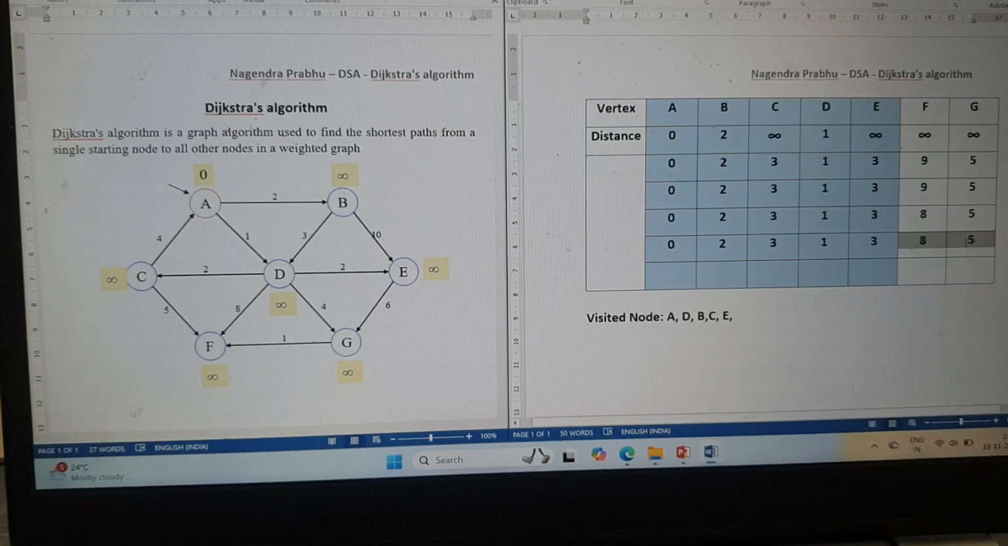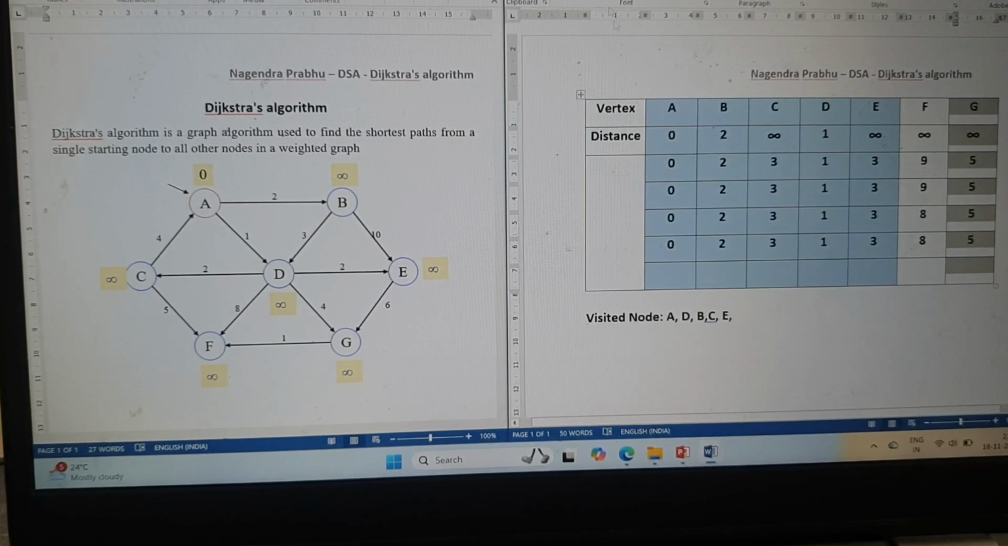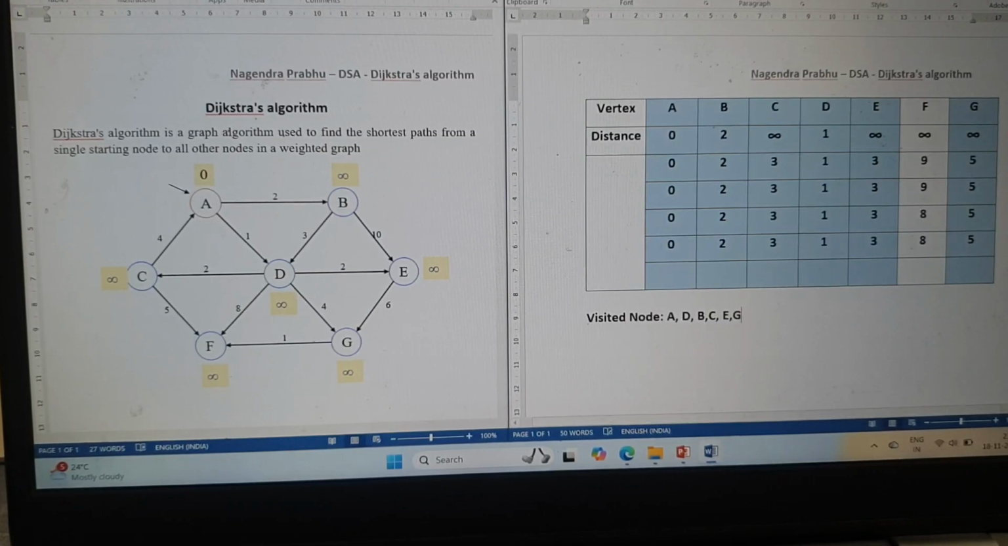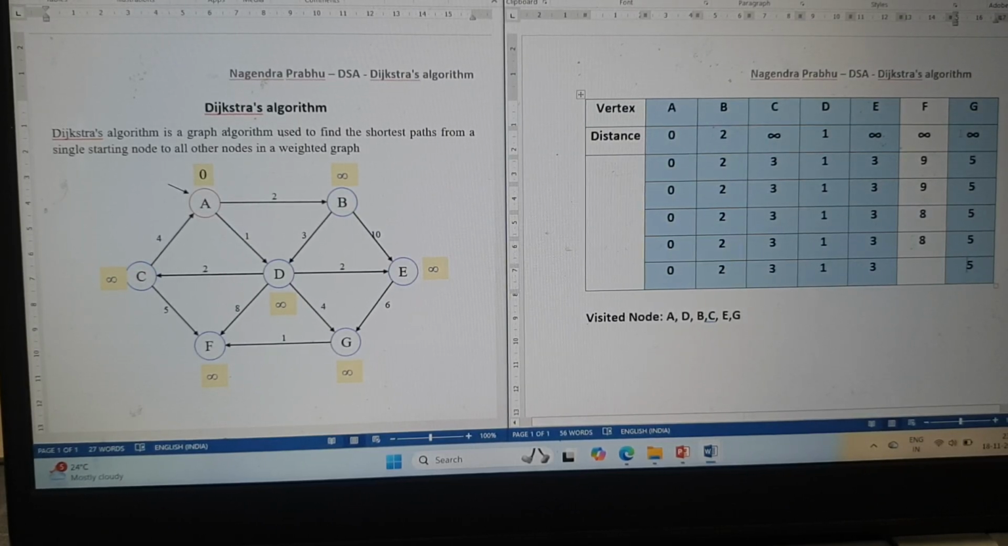So next one: among this 8 and 5, which one is minimum? 5 is minimum. I am going to visit the 5, so I have marked this. So 5 is G. Now whatever values are already visited, just put the same value: 3, 1, 3, here 5. Now G, we only need to find F, G to F. So G to F, yes, a direct path is there, 1 is there.